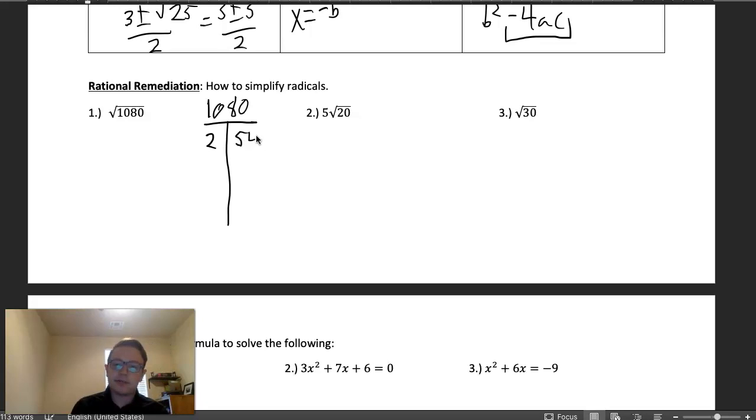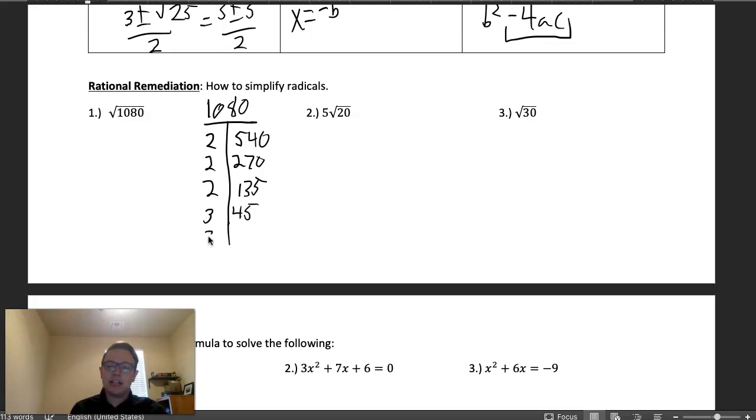540. We're going to divide 540 by 2. We're going to see, what does that get us? Well, that gets us 270. If we divide 270 by 2, what do we get? We're going to get 135. And if we try to divide 135 by 2, we can't. Right? 135 is not divisible by 2, meaning we're going to continue on to our next largest prime, which is going to be 3. So let's try dividing 135 by 3. 135 divided by 3 gives us 45.